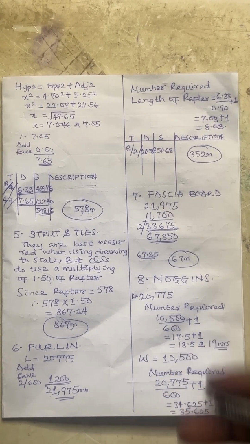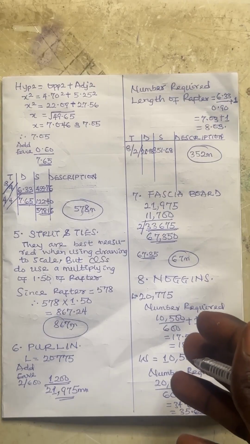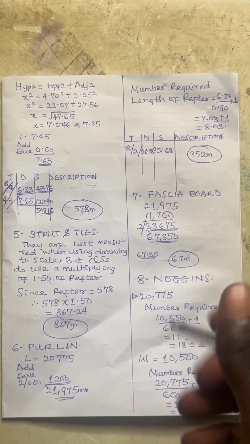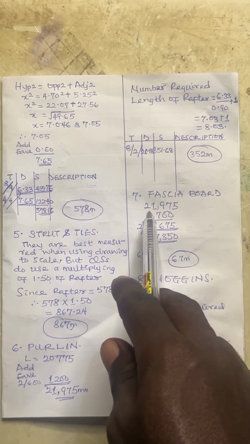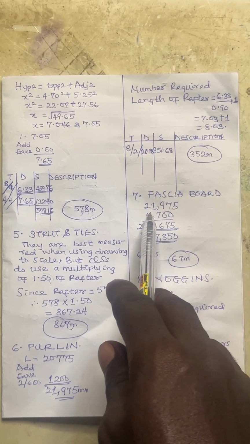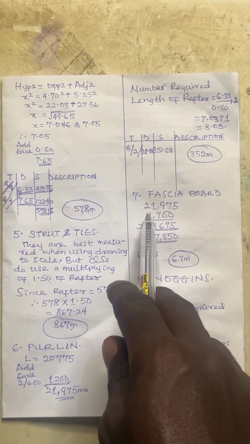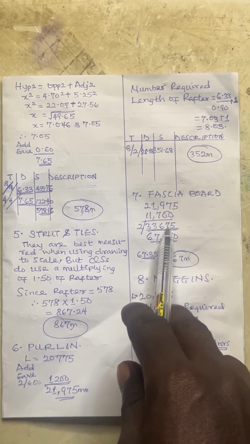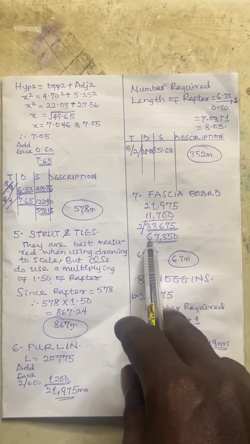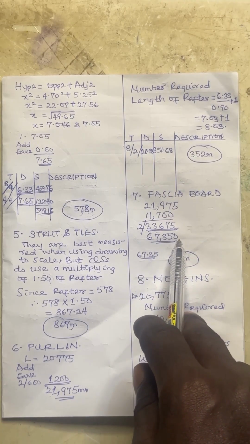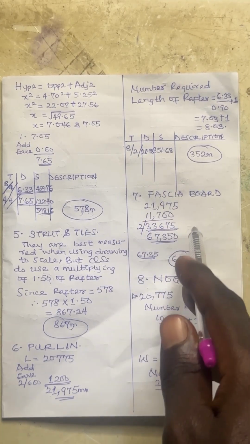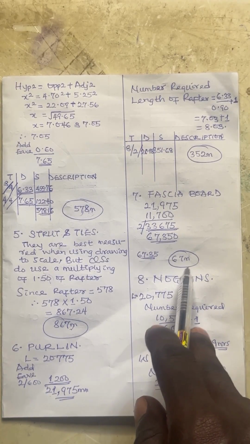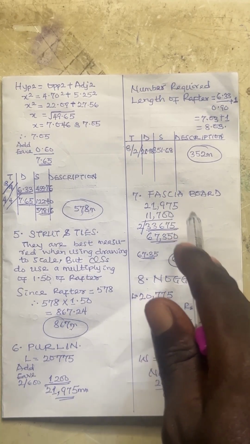So let's measure the fascia board. The fascia board is going to run through how we have our roof plan. And you recall, in our roof plan we have 21,975 and then 11,700. We add it up to sum 33,675 multiplied by 2, and that's where we have 67,350. So it is measured in linear meter, and that's why we have 67 meter. So then we are going to book, and then we are going to describe.